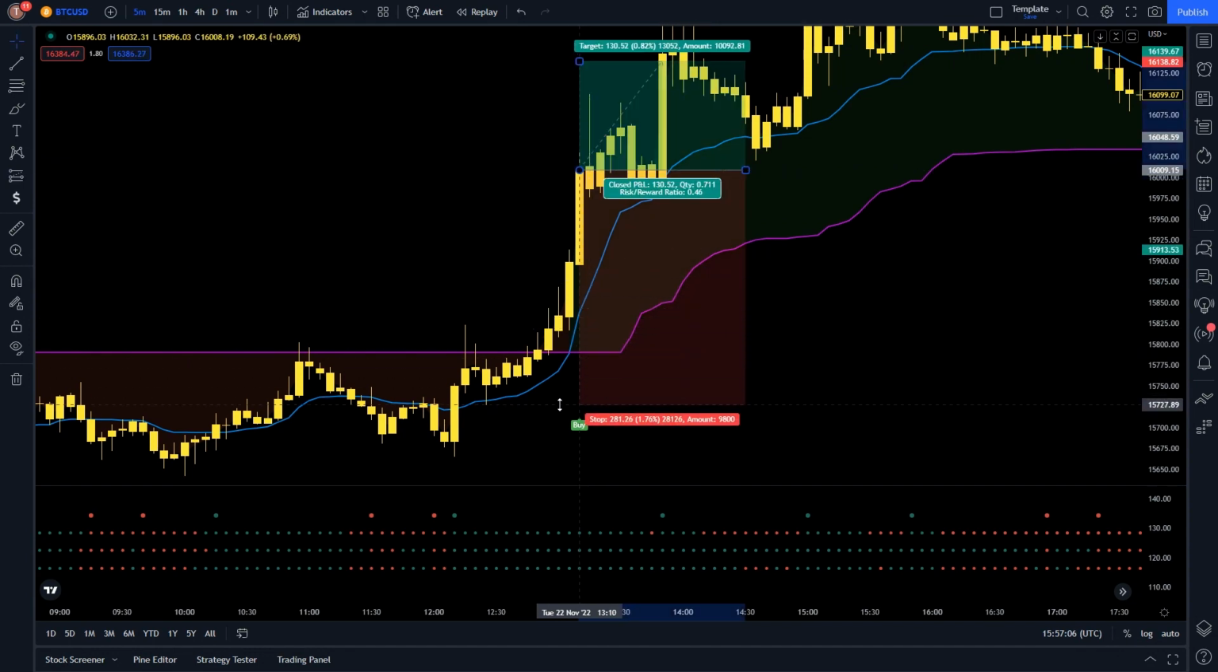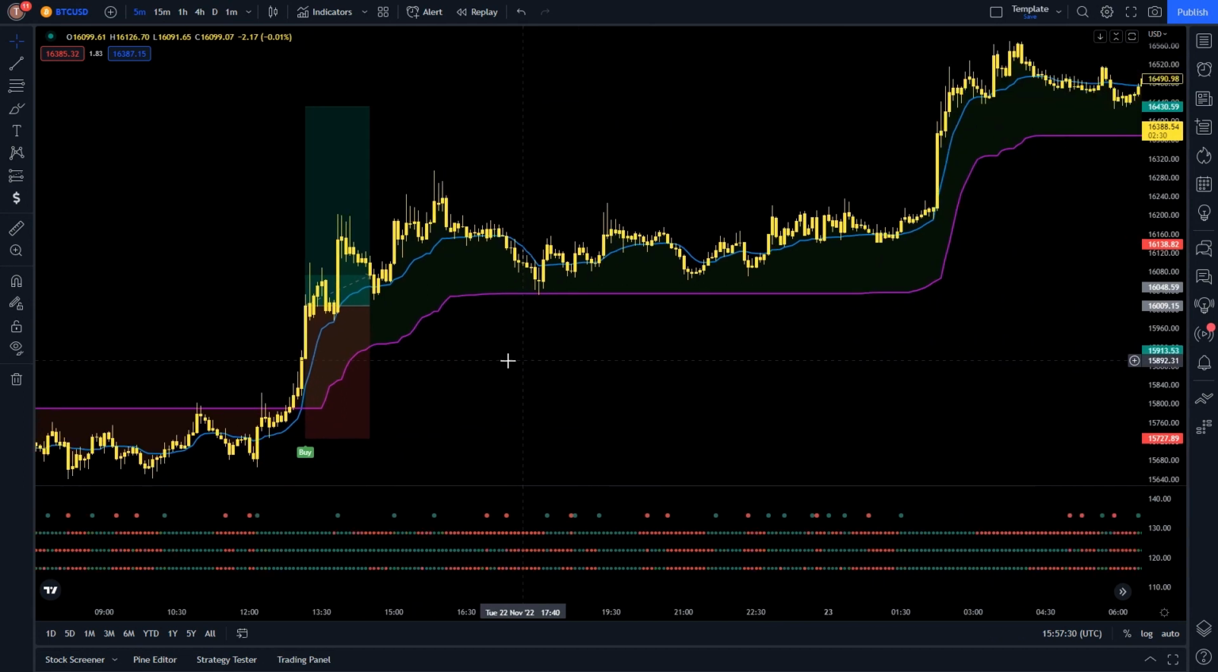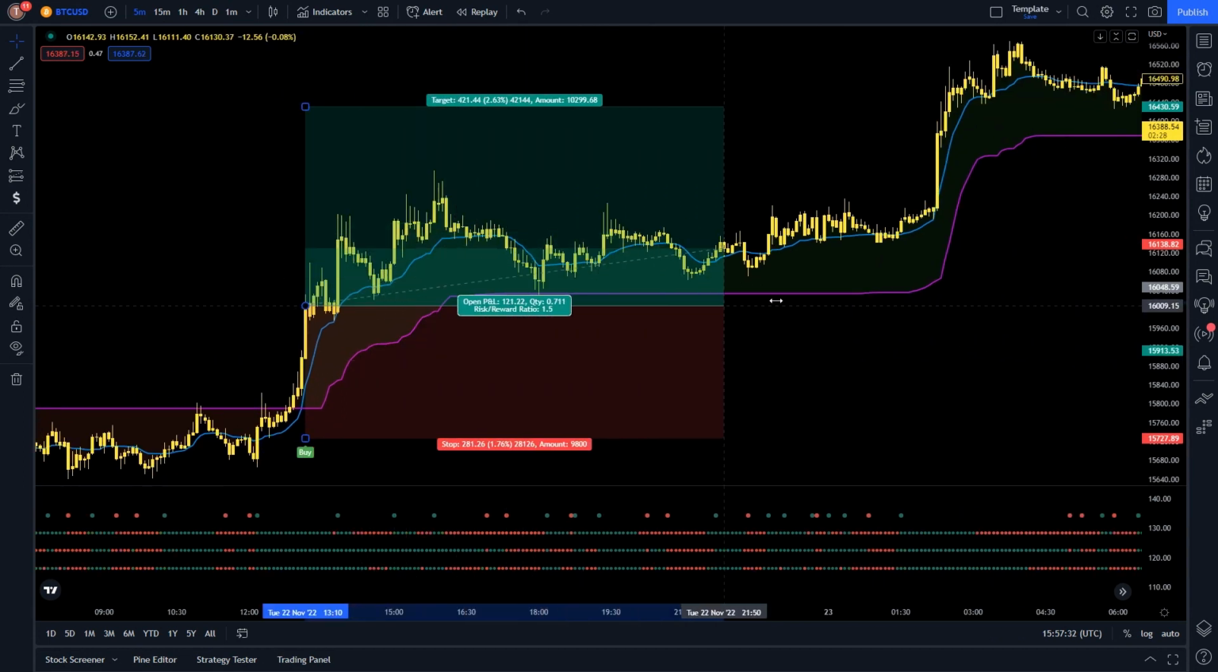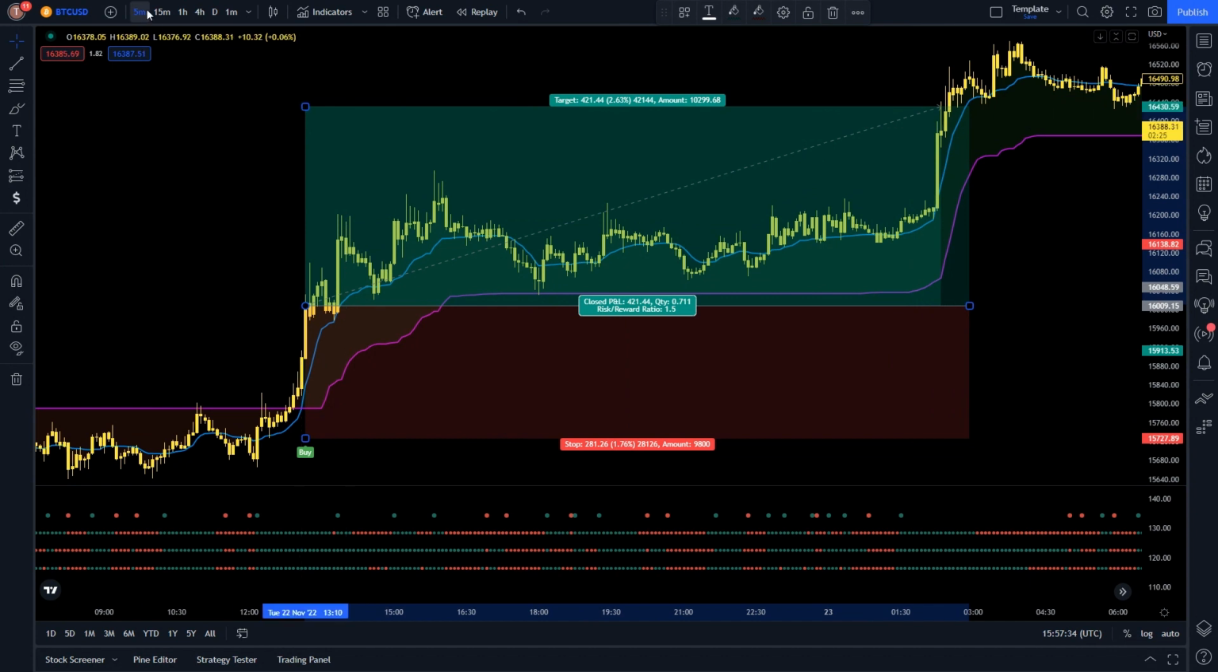Stop loss at the recent swing low, and then we're targeting 1.5 times the risk. This trade did take a little longer to play out, but we are only on the 5-minute chart, so it wouldn't have taken too long at all. And this also hit as well.